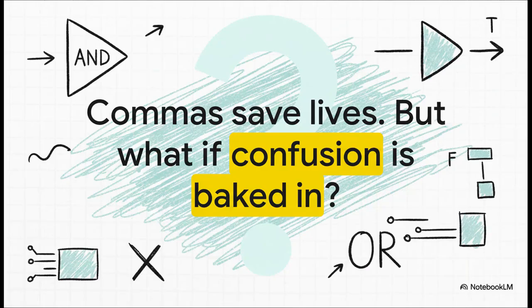You know, we've all seen this joke, right? A single tiny comma makes the difference between a family dinner and, well, something a lot more sinister. But what happens when the confusion isn't just a typo? What if the ambiguity is literally baked into the structure of our sentences?